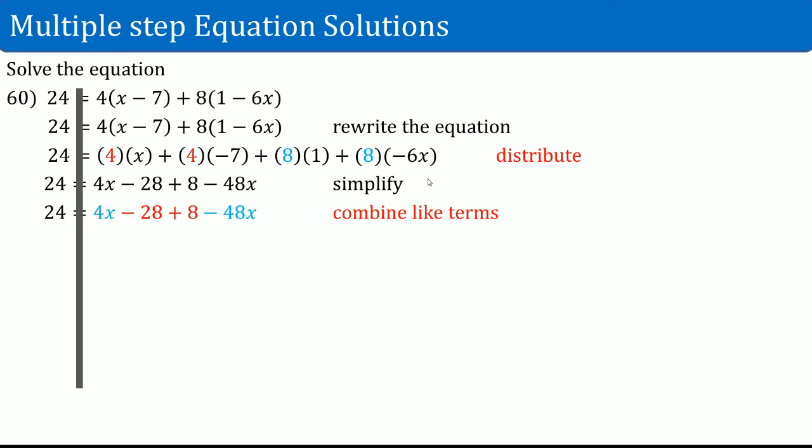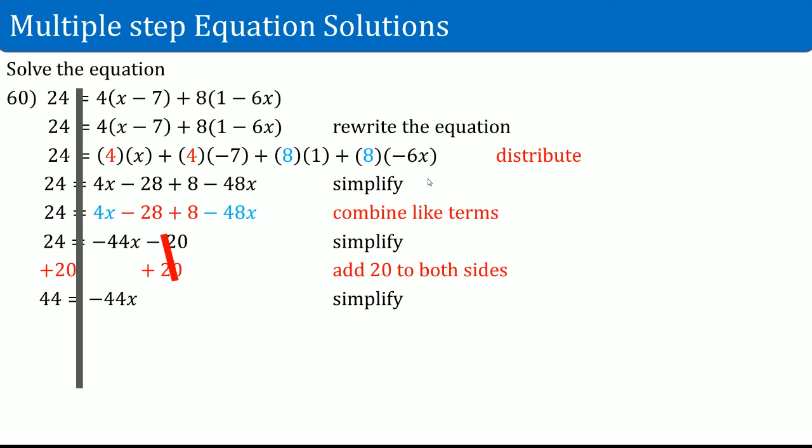What is in blue are like terms, and what is in red are like terms. 4x minus 48x is negative 44x. Negative 28 plus 8 is negative 20. Add 20 to both sides. 24 plus 20 becomes 44. My right hand side, negative 44x. Divide by negative 44 to both sides. That should cancel out. Left hand side just becomes a negative 1.